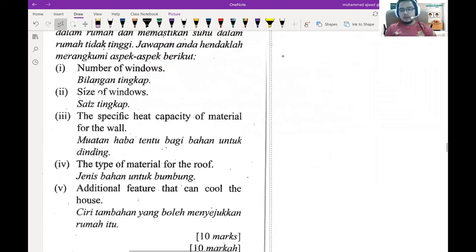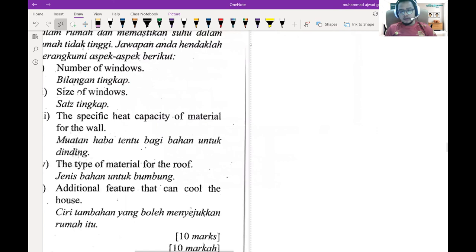Okay, so this is open-ended question. So as long as your answer is acceptable, okay, dia akan terima. Okay, first one, number of window. Apa kita nak buat dengan number of window? Okay. Your opinion. Tambahkan lagi. Okay. So, number of window, increase the number of window.